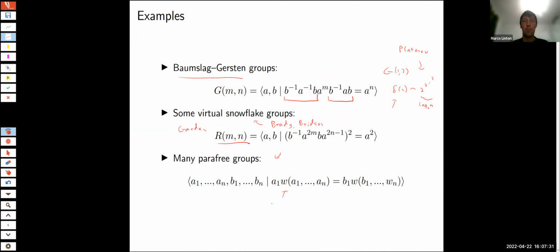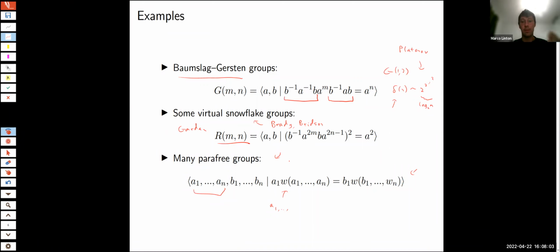These words probably should be in the derived subgroup actually. So I don't need to write that. They're in the derived subgroup on these generators here, and same here. This is known as a Baumslag double, and these are parafree. I'll say more on what parafree groups are a little bit later on in the talk.